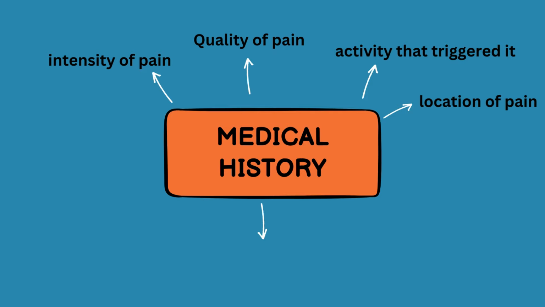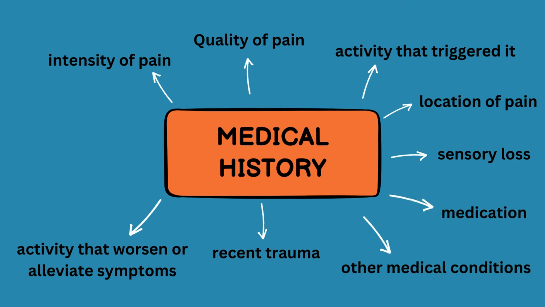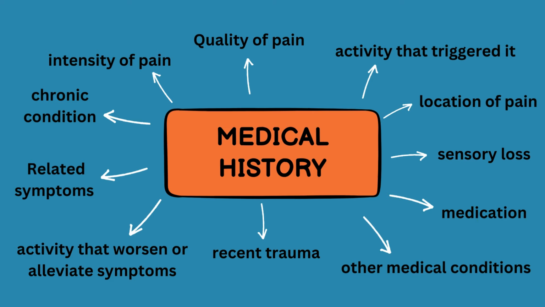Information related to recent injury, complaint about numbness or tingling in the arms or hand, factors that worsen or alleviate neck pain, for example certain positions or certain activities, information related to any previous or current medical condition or related symptoms such as headache, dizziness, or difficulty swallowing, plus history of any chronic condition such as arthritis or degenerative disc disease that may contribute to neck pain.